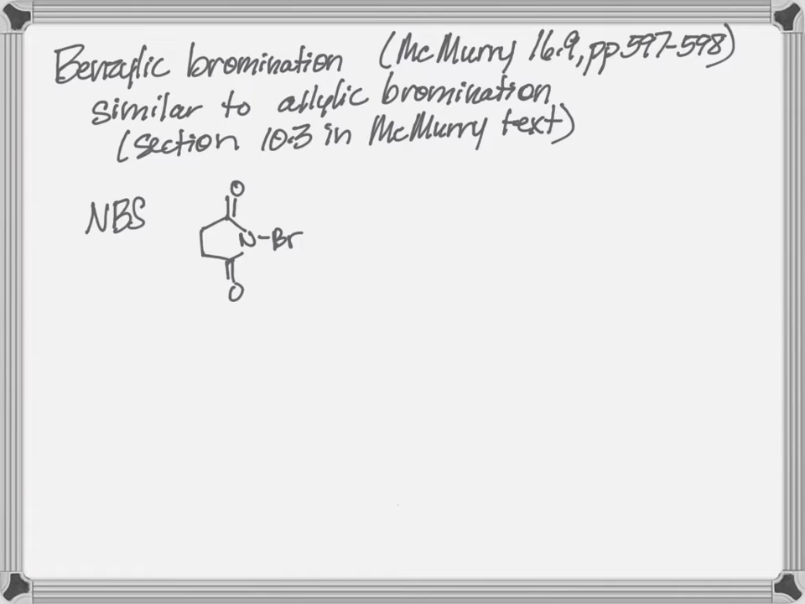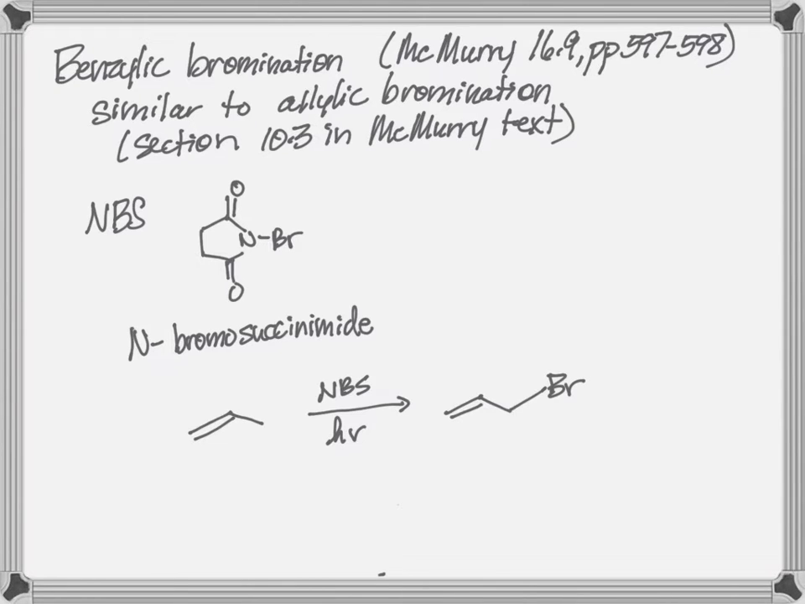The reaction involves the use of NBS. NBS has a structure shown here, and the acronym stands for N-bromosuccinimide. The reaction of NBS with an alkene gives an allylic bromine. Allylic means the bromine is on the next carbon over from the double bond. This reaction can be carried out either with light or in the presence of peroxides to initiate the radical reaction.